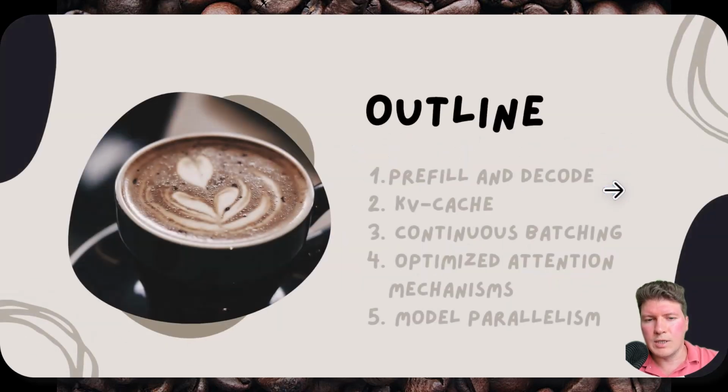Let's start with an outline. First, we'll talk about prefill and decode as the two phases of LLM serving. Next, we'll discuss KV cache, followed by continuous batching. Finally, we'll talk about optimized attention mechanisms and model parallelism.